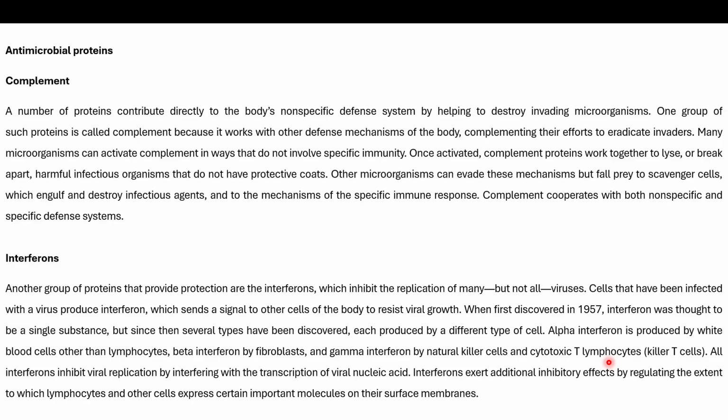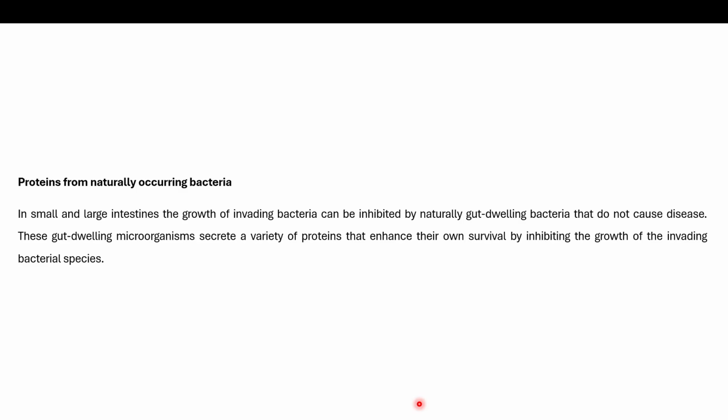We will look at it one by one eventually. So all the interferons inhibit viral replication by interfering with the transcription of the viral nucleic acid. And interferons can actually exert additional inhibitory effects by regulating the extent to which these lymphocytes and other cells can express certain important molecules on their surface membranes.